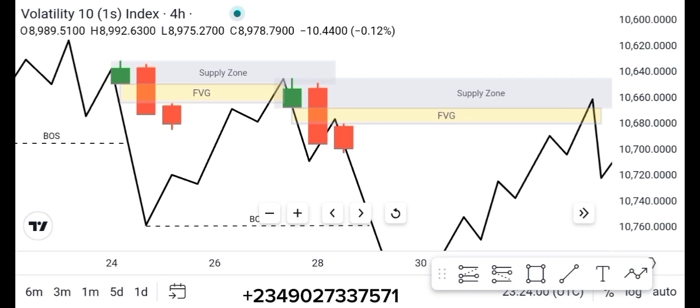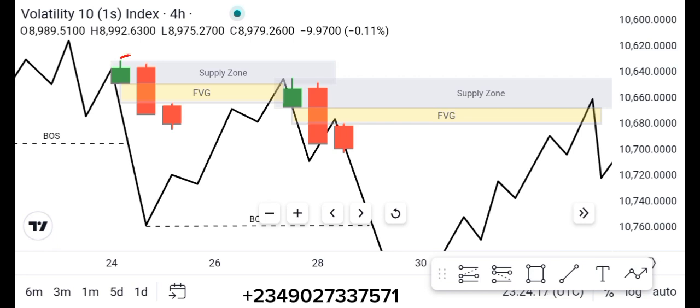So here we are on how to draw supply zones. As you can see on the chart, we have a high here, then a low. That's a break of structure. Then we have another lower high and lower low. So how do we draw this supply zone?